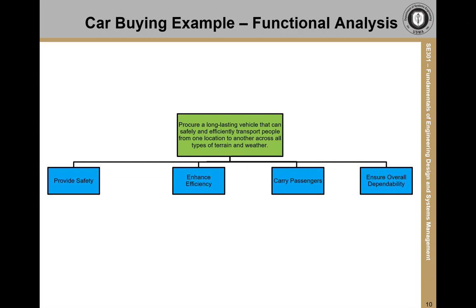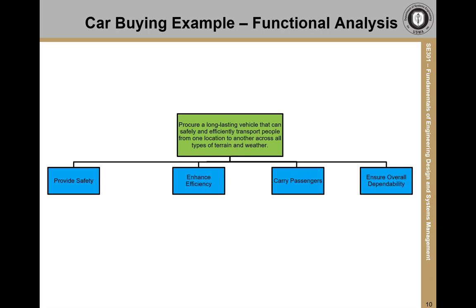All right, so if that's our fundamental objective, our key function that we need to accomplish for there to be system success, our supporting functions are then listed in blue and nested underneath. All right, so first we need to make sure we're providing safety. Secondly, we want to enhance efficiency. Third, we want to be able to carry passengers. And fourth, we want to ensure overall dependability.